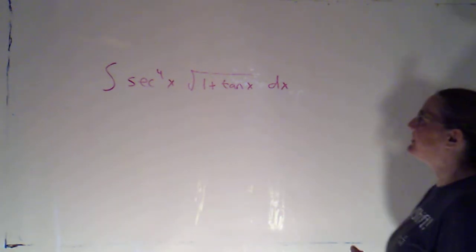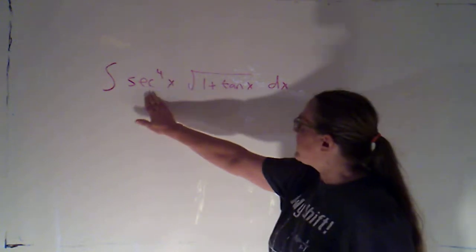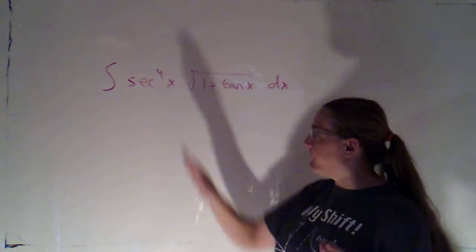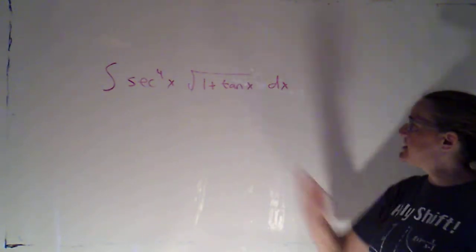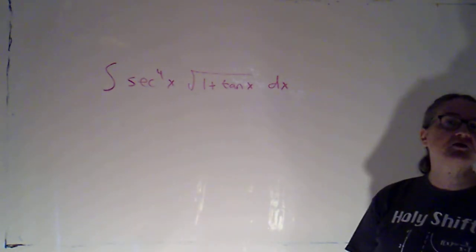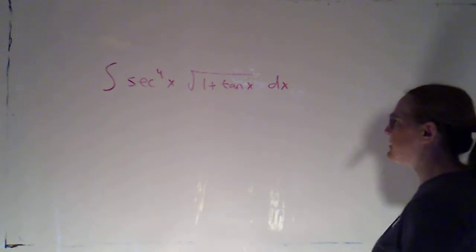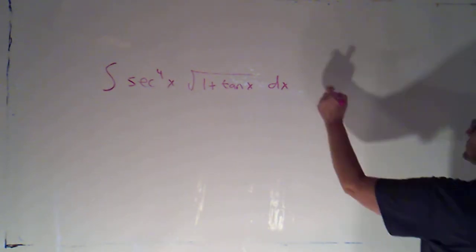Welcome back. So I do see here that I have two different function compositions. This is secant plugged into the fourth power function, and this is 1 plus tan x plugged into the square root function. Now, you might have a sense of which one you think is going to work, but if not, just write them both out.